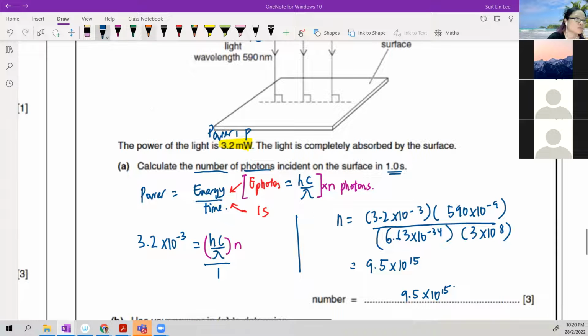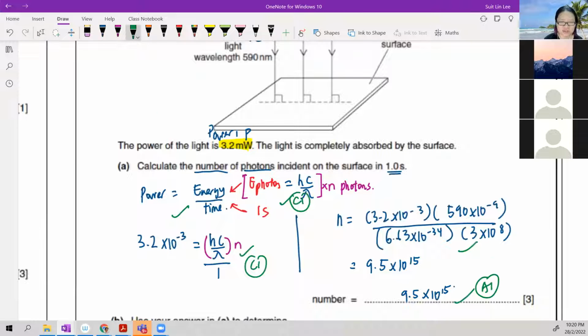Okay, so energy of photon is hc over lambda. You'll get 1 mark already now here. And then you use the equation power is energy over time, and you remember to multiply by n. This is 1 mark. Showing the substitution and the final answer is 1 mark.